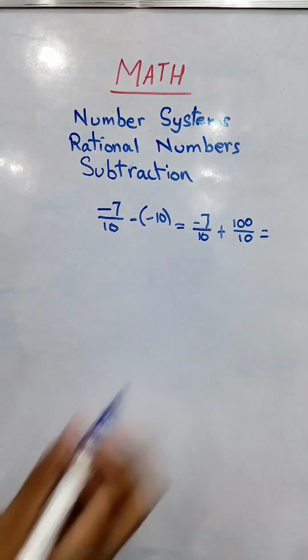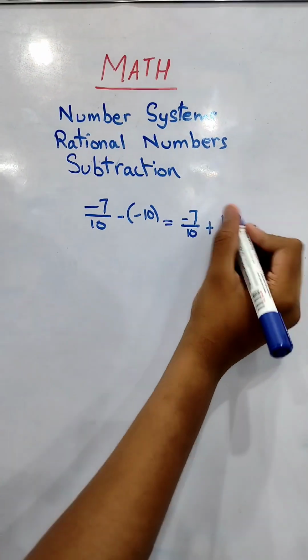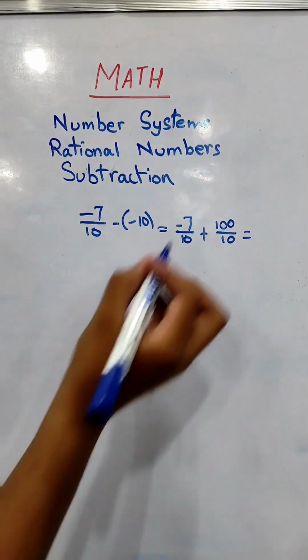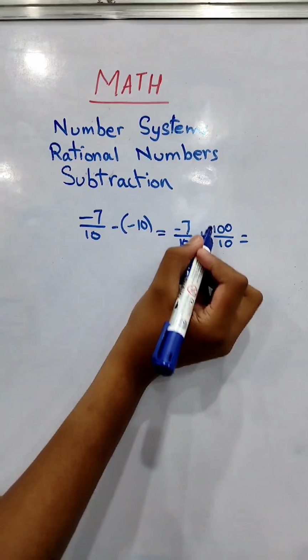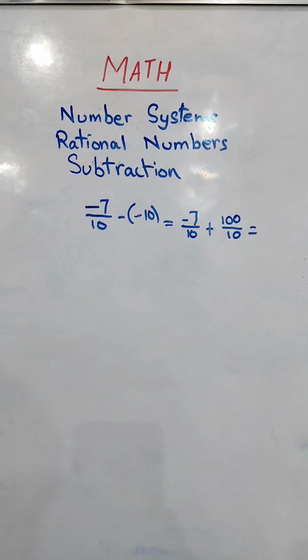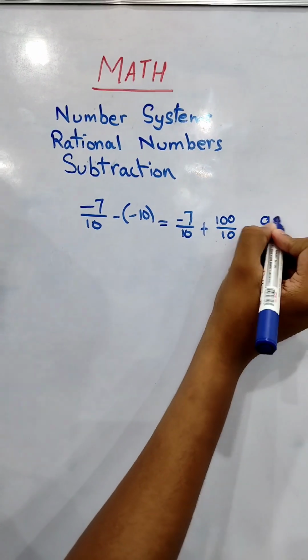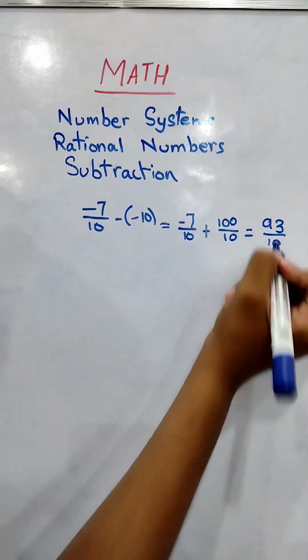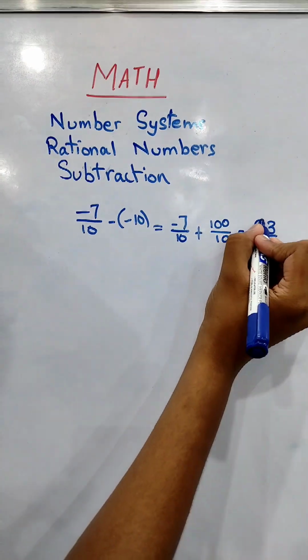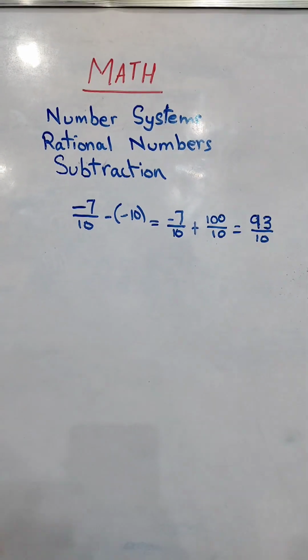So minus 7, and all we have to do again is the same thing we have learnt already. Plus sign, as 100 is bigger than 7, and we have to subtract 100 minus 7. 100 minus 7 is 93. So it will be 93 by 10. This is the answer.